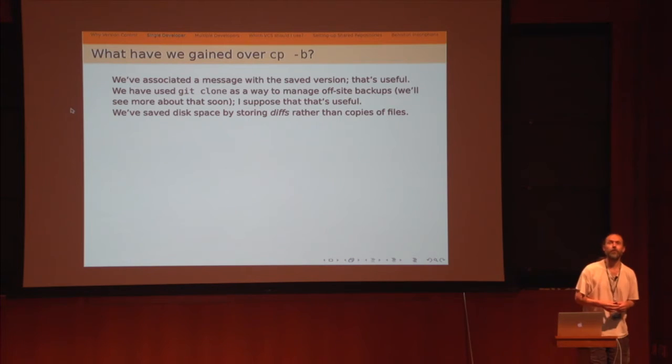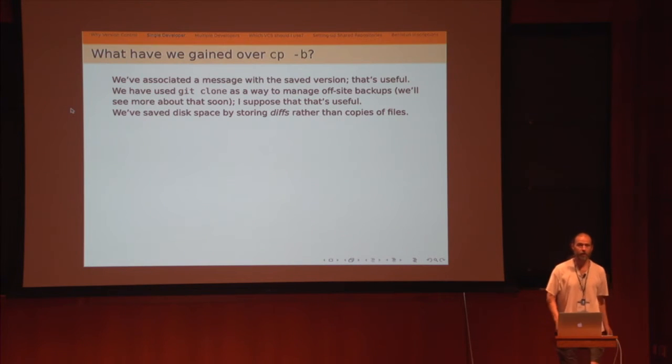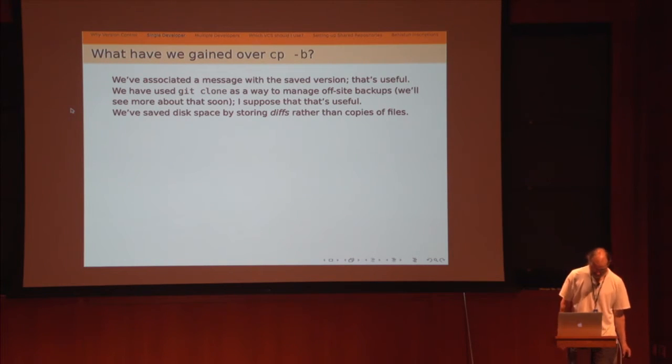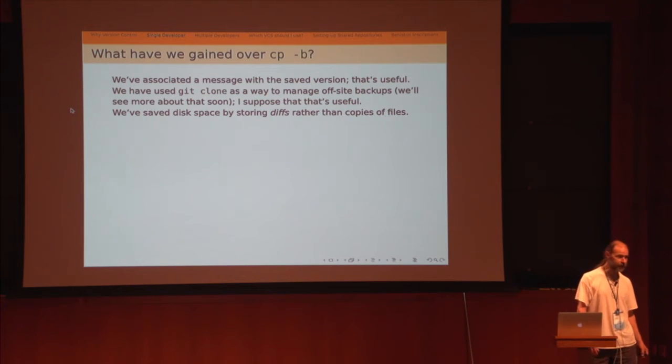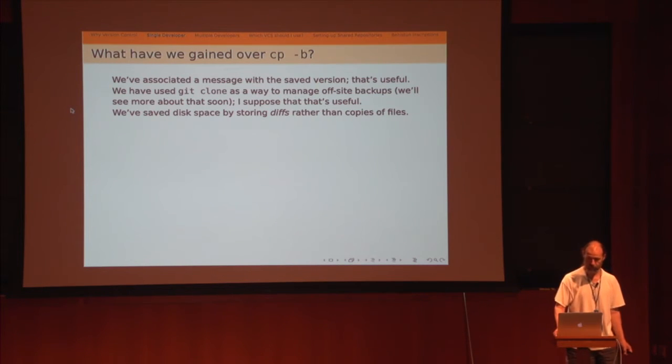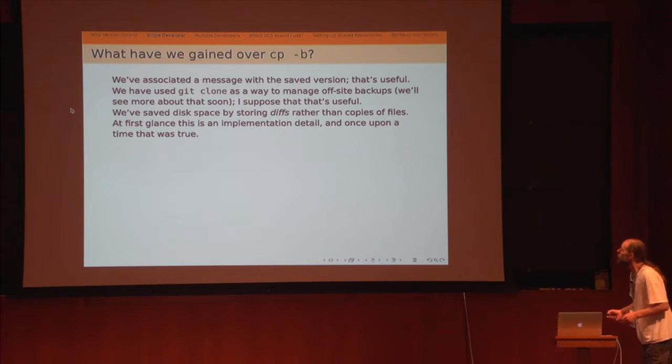By storing diffs rather than entire files. There was a time when that made a big difference, when your disk quota on the university machine was maybe as much as 40 megabytes, and it was quite easy to fill that up. These days, where we're buying 6 terabyte disks, that's not really a very significant advantage, so I might as well go back to cp -b. Except that's not true.